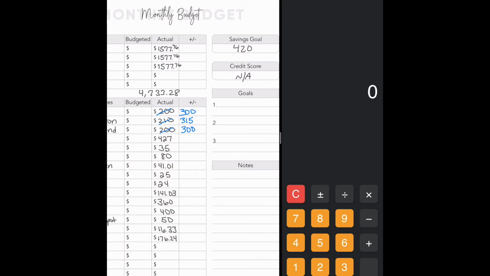Wait a minute. 2690.61 plus 420. Okay, so that is the new monthly expense, which is $3,110.61. And take that away from $4,733.28. Wait a minute, $4,733.28. Take away $3,110.61.